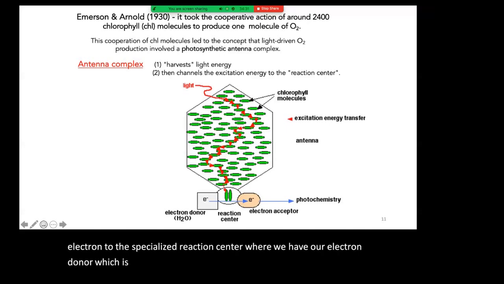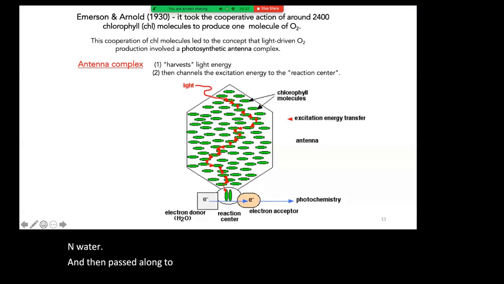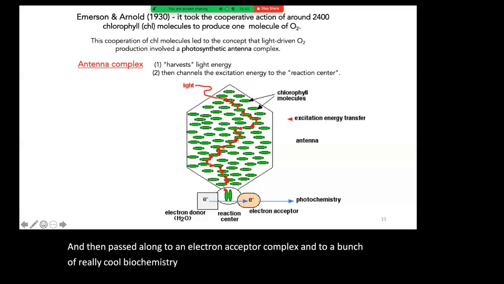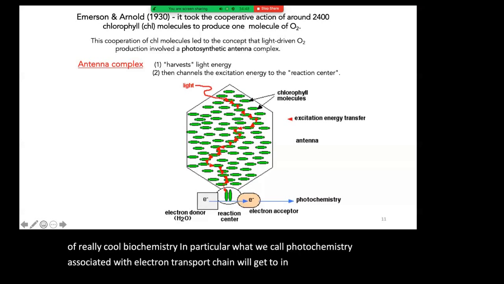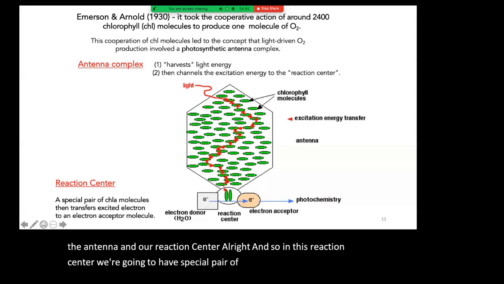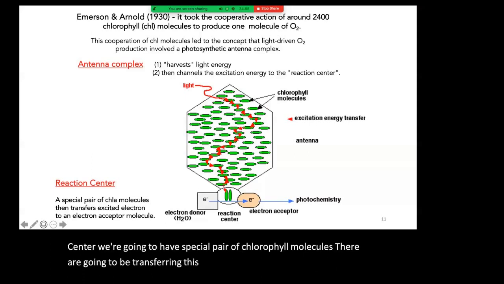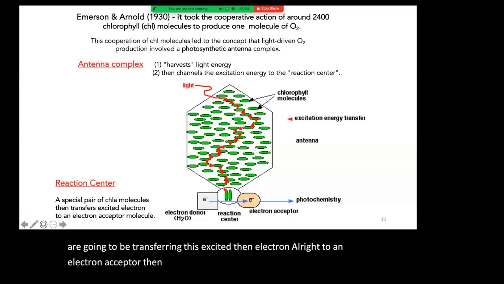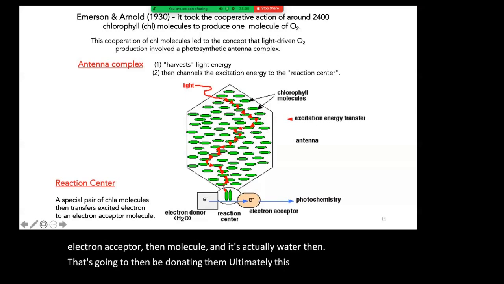And that electron is going to be ripped off of water and then passed along to an electron acceptor complex and to a bunch of really cool biochemistry, in particular what we call photochemistry, associated with this electron transport chain that we'll get to in a little bit. So this is the antenna, and here's our reaction center. In this reaction center, we're going to have a special pair of chlorophyll molecules that are going to be transferring this excited electron to an electron acceptor molecule. And it's actually water that is ultimately going to be donating electrons to all these excited electrons.